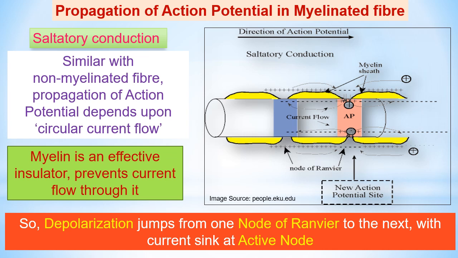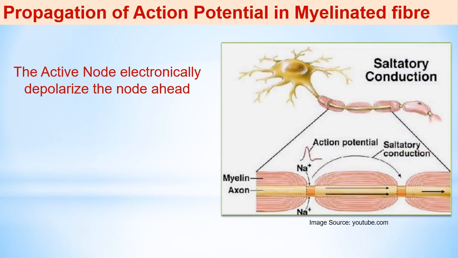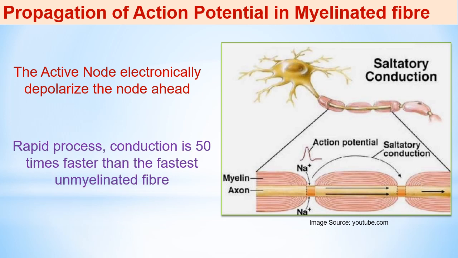When this depolarization spreads, it can generate an action potential in the next node. That's why the propagation occurs in a jumping manner from node to node in the myelinated fiber, and that is known as saltatory conduction. So in the case of myelinated fiber, the active node electronically depolarizes the node ahead. It is a rapid process, since the depolarization jumps from node to node and skips these portions of the myelin sheath on the axon, and that's why propagation is faster compared to non-myelinated fibers. Here in this diagram, it is shown that sodium ion entry occurs, then an action potential is generated, and the spread of depolarization occurs from this node to the next node.